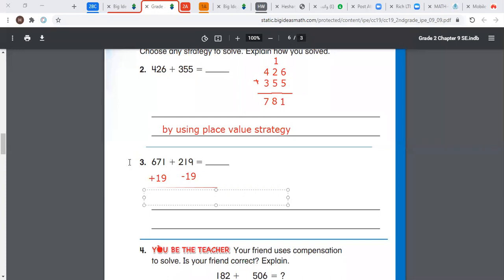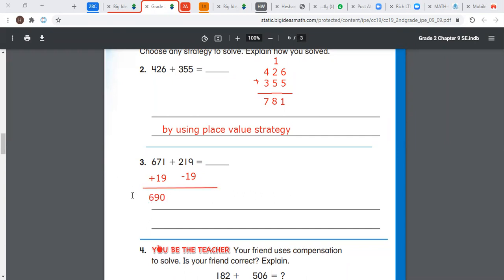671 plus 20 equals 691. But it's 19, not 20. So the answer equals 690 only. Okay, 690. Yes, 690. Very good.